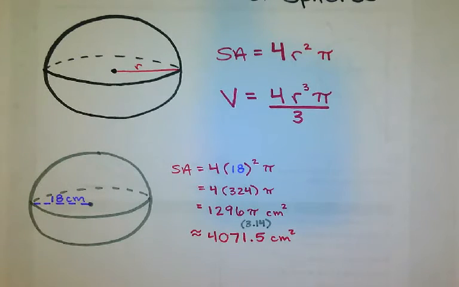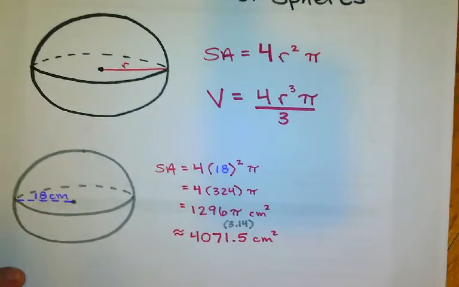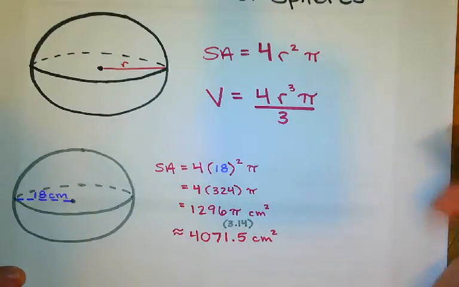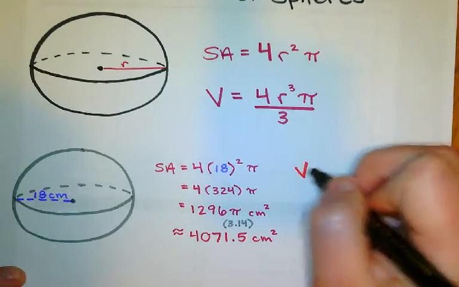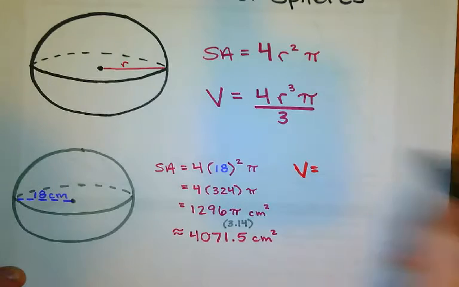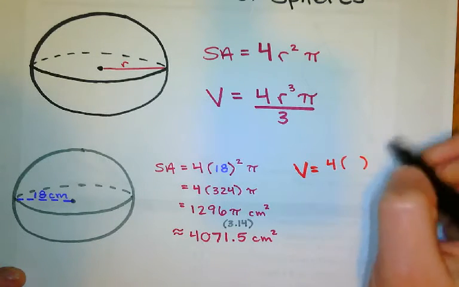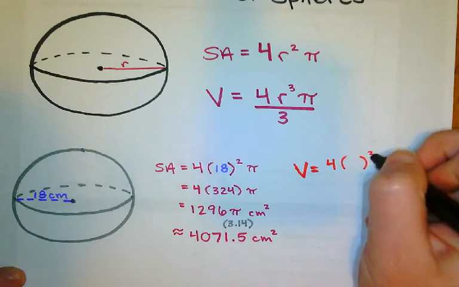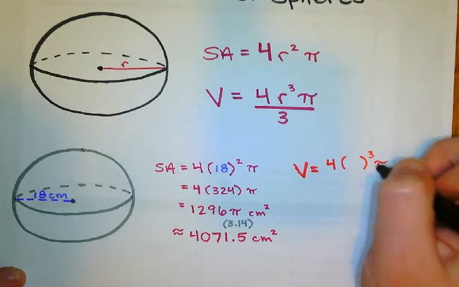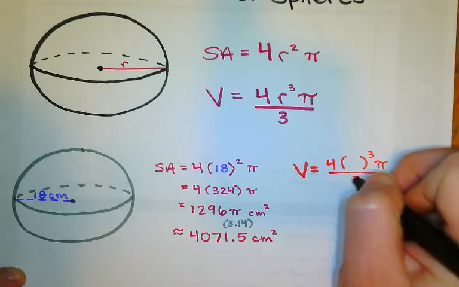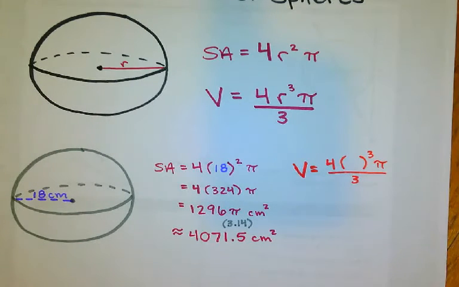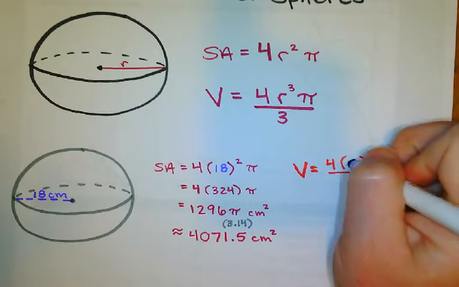If we wanted to find volume, I say if, when we find volume, we're going to use this formula right here. So our formula for volume, we've got a 4, and then we're going to multiply by our radius, and then cube it, and then divide all that by 3. Remember, our radius was 18.